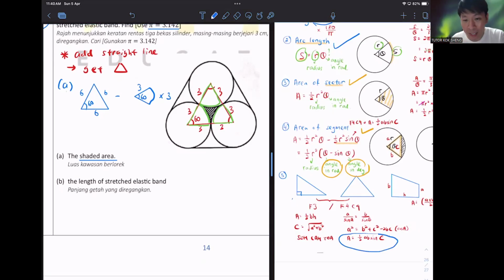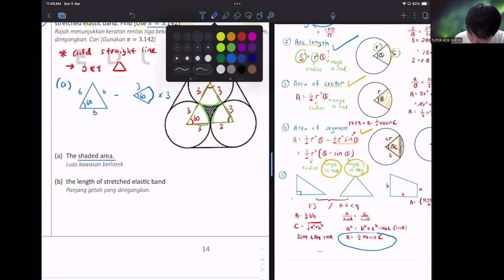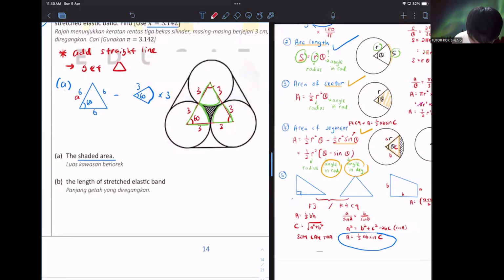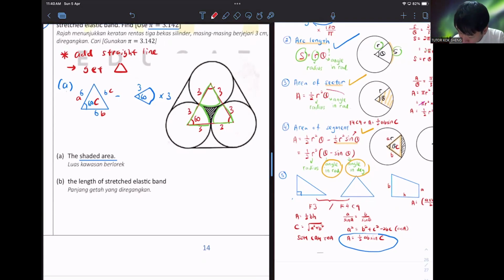1 over 2 AB sine C. So A and B come from here, the two lengths, no matter which one I put, same. So A and B, this is C, opposite will be the capital C, the big one. So A, B, and C, we can sum into the formula to find the area. And the next one, the sector area: 1 over 2 r squared theta. The radius is 3 cm, theta is in radian. So the 60 degrees needs to change to radian first.